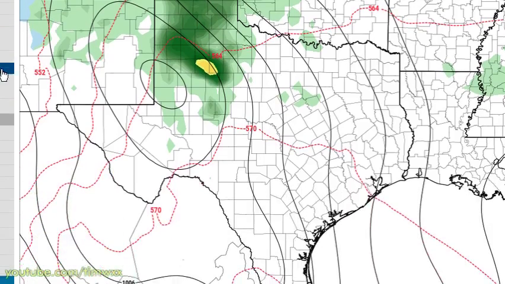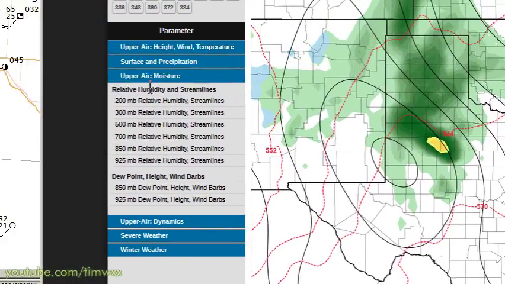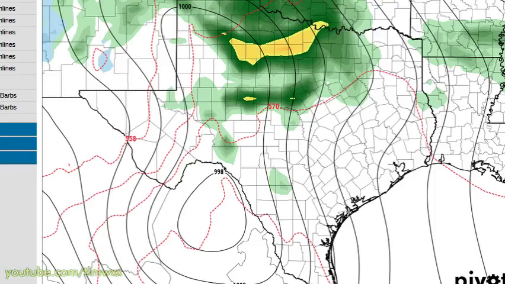So anyway, let me check out the upper air products. I remember one of these model charts had the upper dew point. Yeah, here it is. I'm looking at this chart under upper air moisture. The GFS had this 850 millibar dew point and 925 millibar dew point, and I think those are very helpful products.